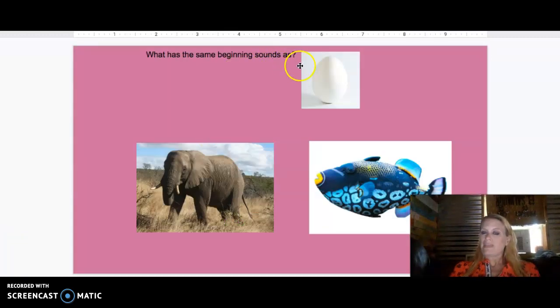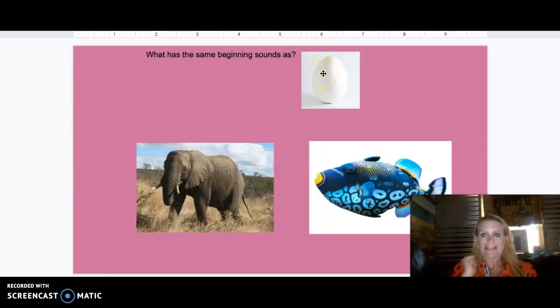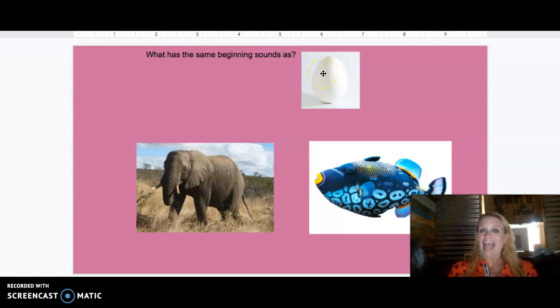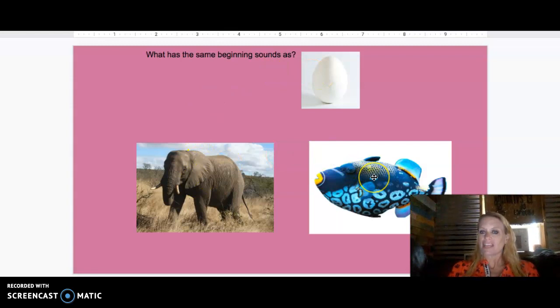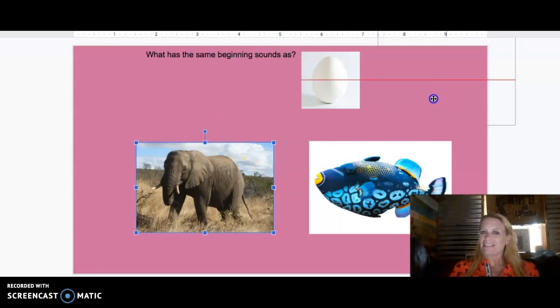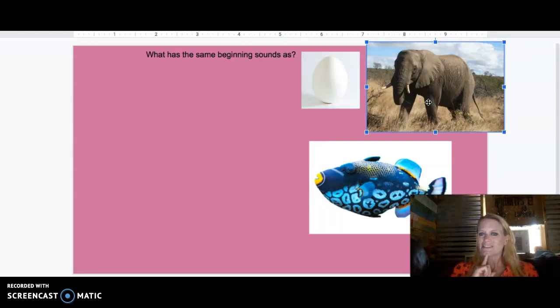What has the same beginning sound? Now listening to the beginning sound. What has the same beginning sound as egg? Is it elephant or fish? Egg and elephant have the same beginning sound. What sound do you hear? Egg, elephant. Those are the same beginning sound.